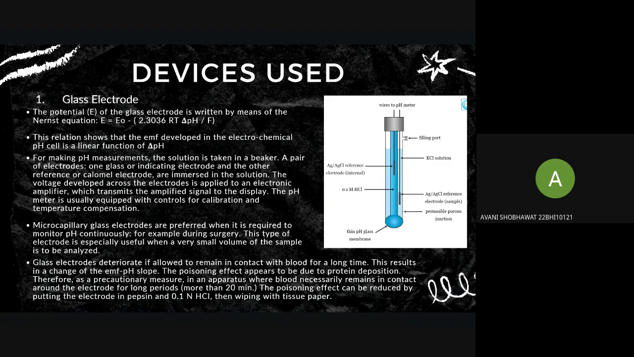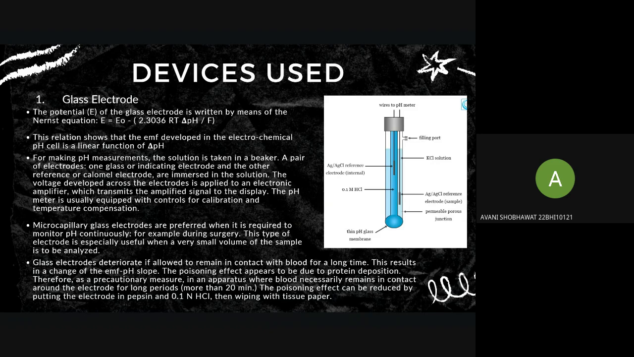Microcapillary glass electrodes are preferred when it is required to monitor pH continuously, for example during surgery. It is useful when a very small volume of sample is to be analyzed. Glass electrodes also have a limitation.